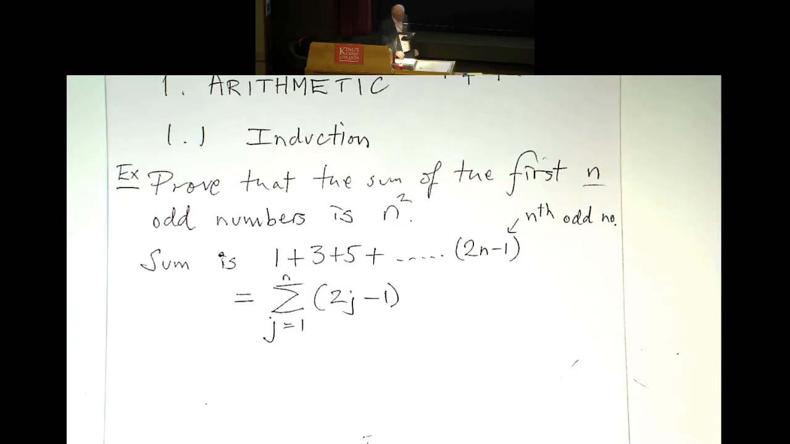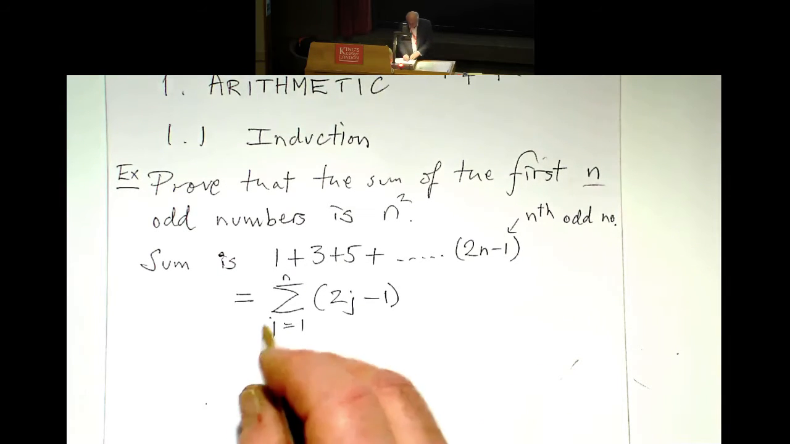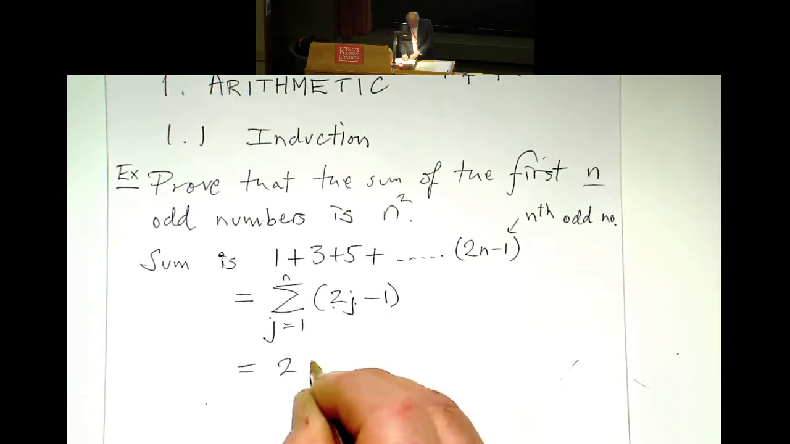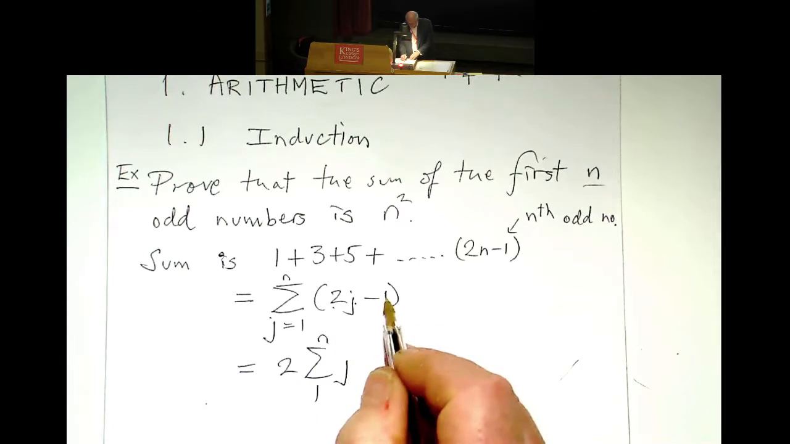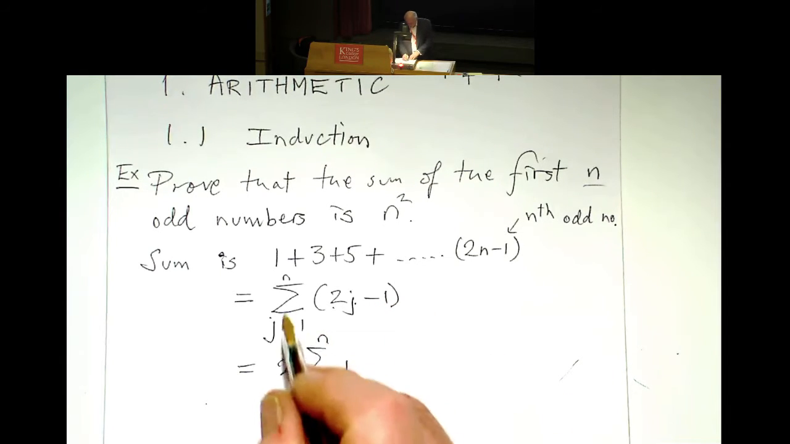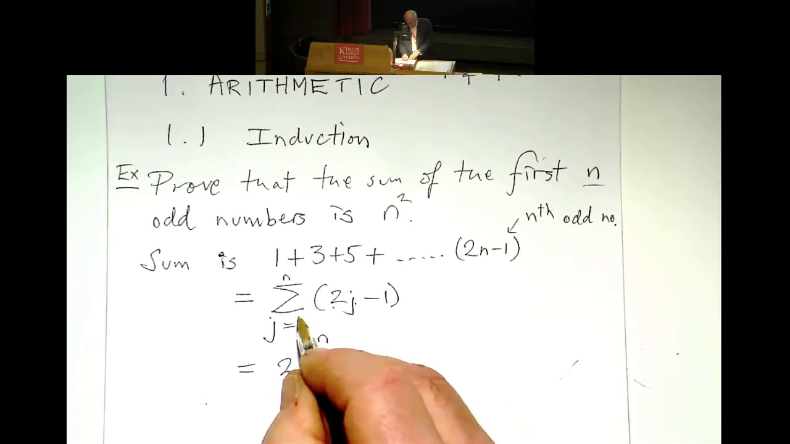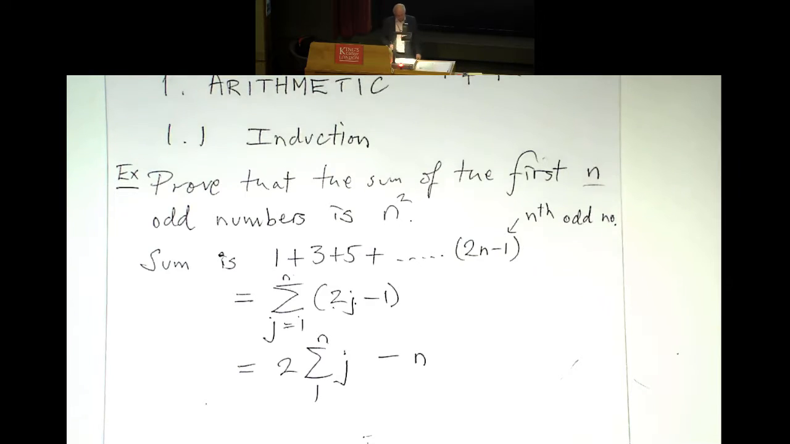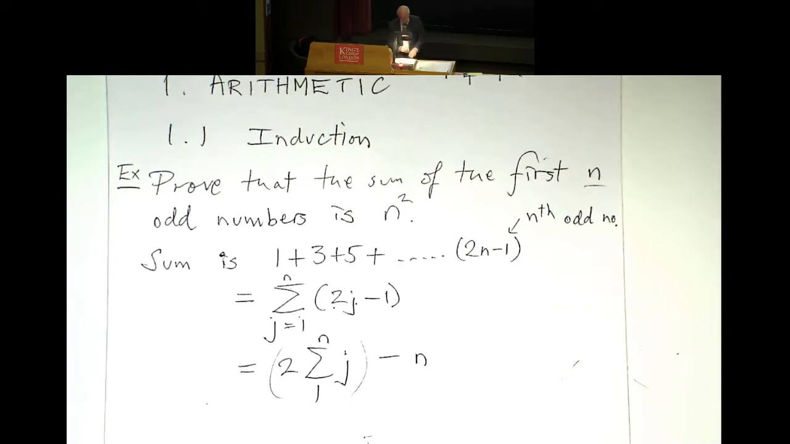And then if you like manipulating things, you'll say, well, I can simplify that because this is all linear. That's twice sigma j from 1 to n. And then you have to be careful. It's not just minus 1 full stop. We've got sigma of minus 1, and with n terms here, it's actually minus n. So that's the same number.